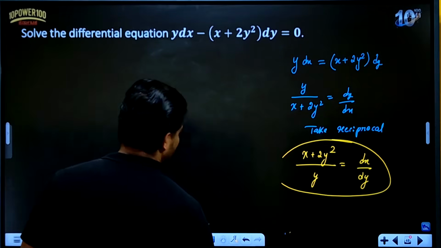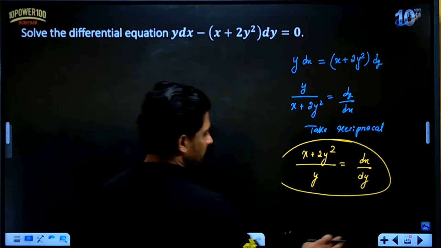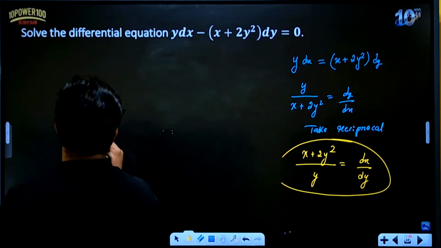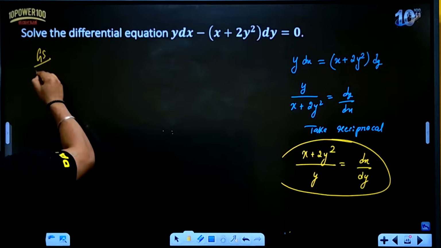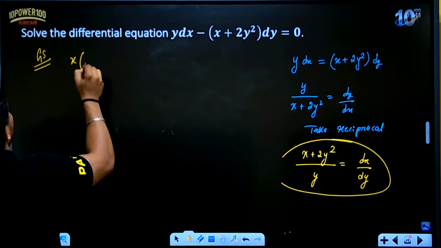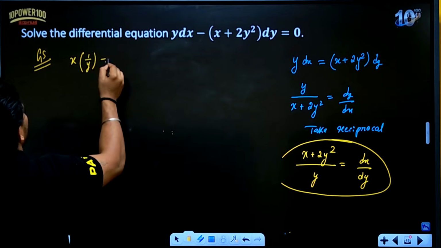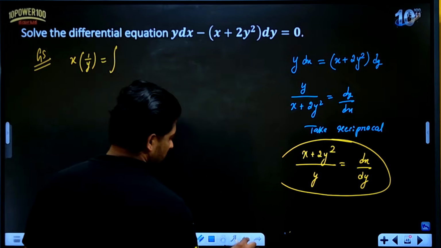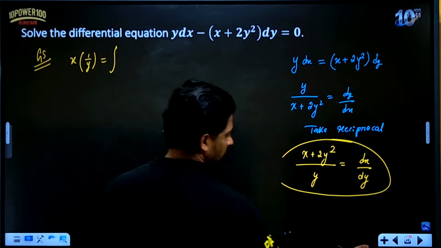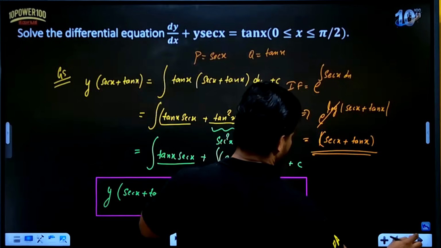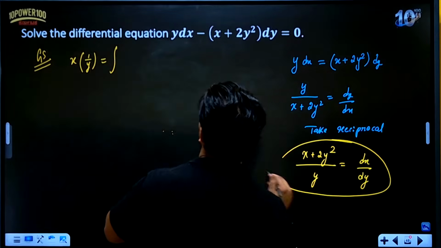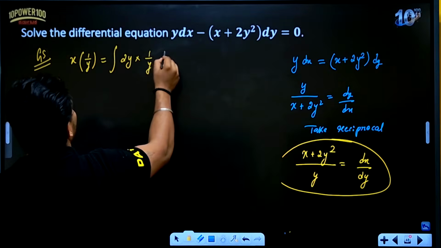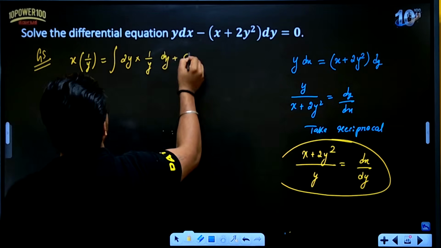Okay. So the integrating factor in the previous case is 1 by y, right? So now the general solution is x into integrating factor, it is 1 by y, is equal to integration of q into integrating factor. What is q, children? Q is 2y, into integrating factor dy plus c.